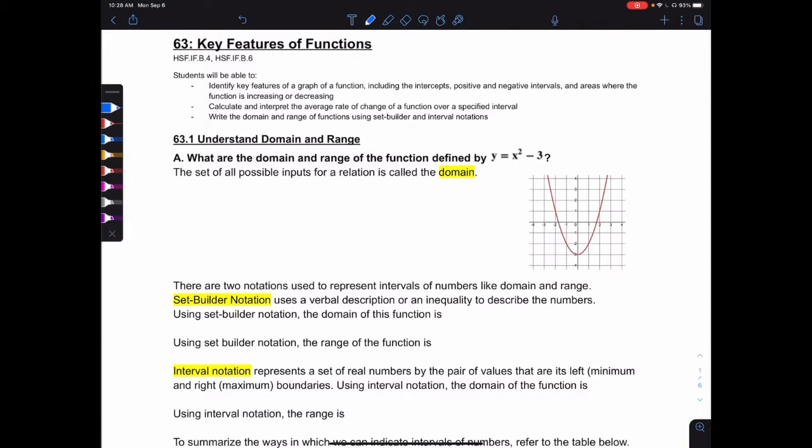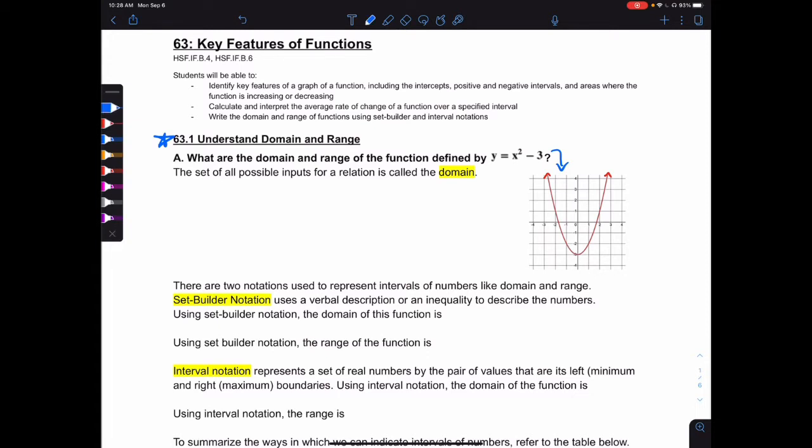In this video, we're going to look at example 1 from topic 63, key features of functions. So the example is where we're going to understand domain and range. In part A, they're asking what are the domain and range of the function defined by y is equal to x squared minus 3. So that's already graphed here. It should have little arrows here because this is going to continue forever in each direction.